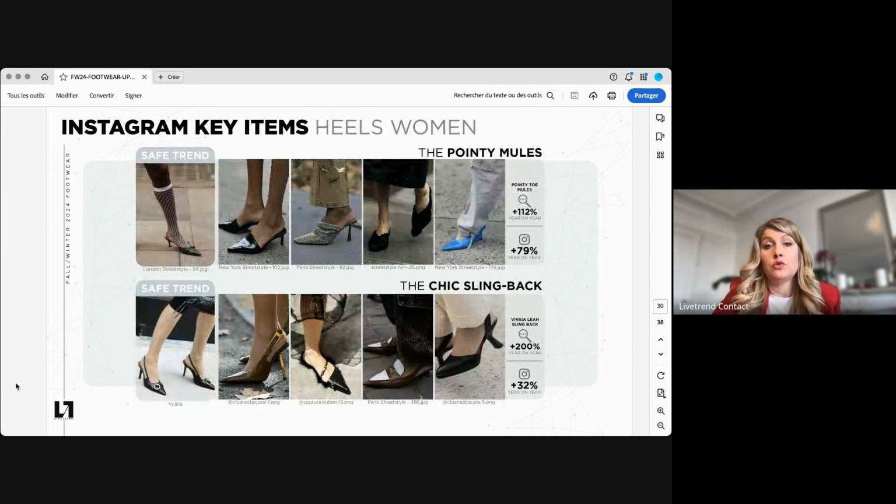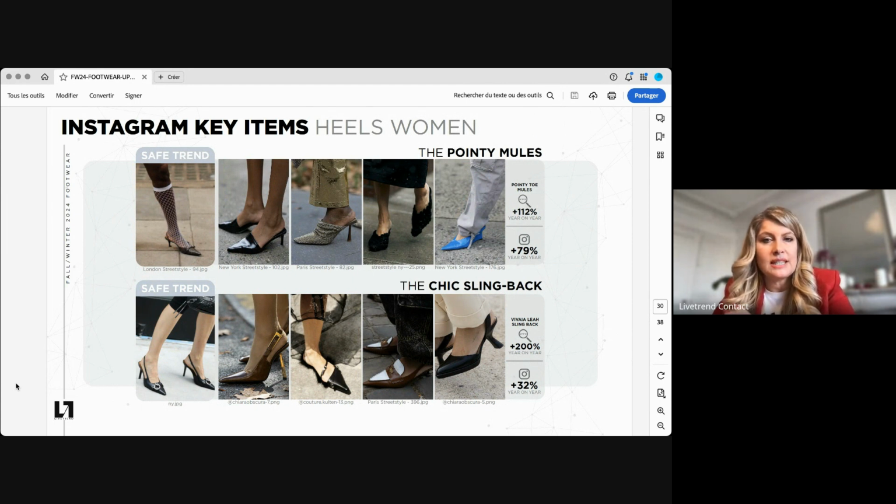And then, of course, we were talking about pointy shoes as an increasing trend, and we can see how this shape is translating on mules that, of course, are a safe trend, increasing by 79% in visibility. And as you can see, pointy mules are really something that consumers are looking for.